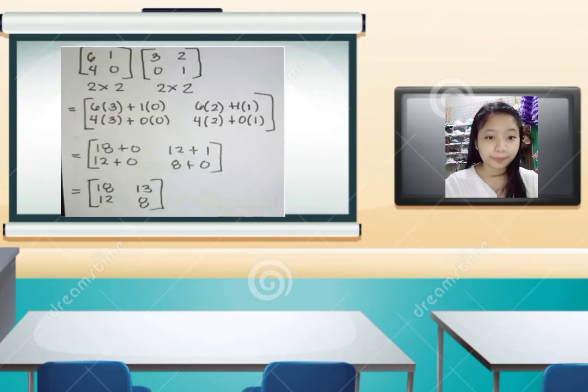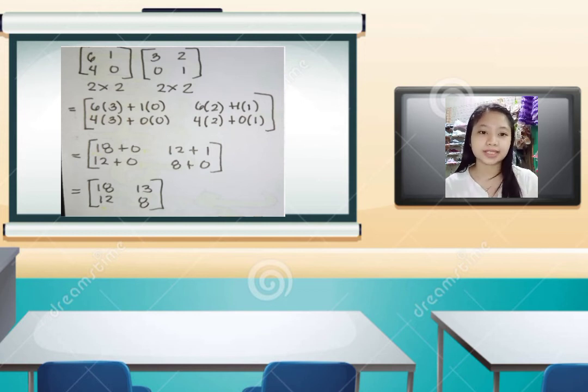So, we will multiply the first row to the first column and the second row to the first column. We will multiply each row in one column. So, 6 times 3 plus 1 times 0. Then in the second row, 4 times 3 plus 0 times 0. So, next, we will multiply each row in the second column. So, 6 times 2 plus 1 times 1 and 4 times 2 plus 0 times 1. So, now let's multiply each number.